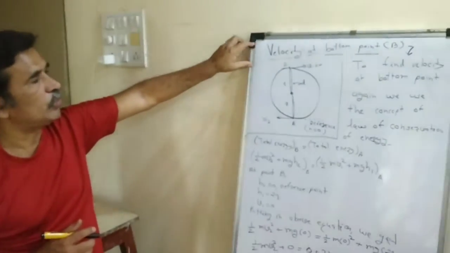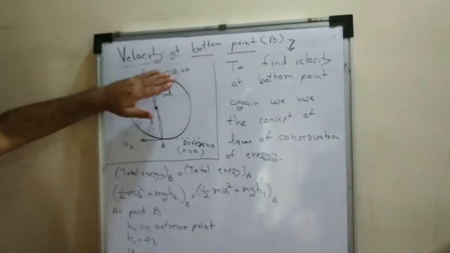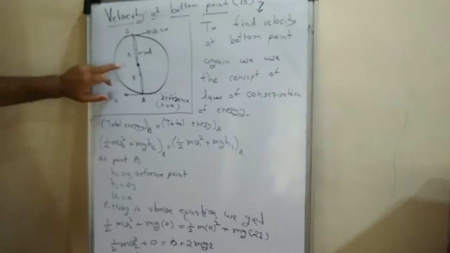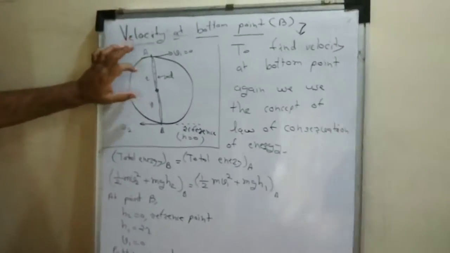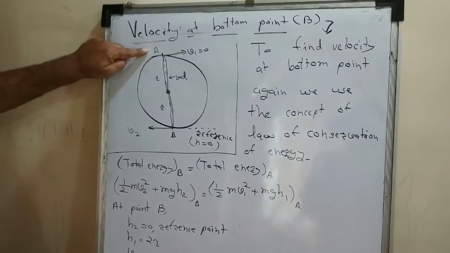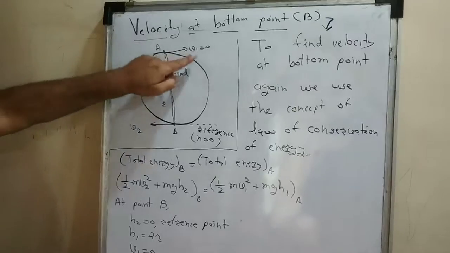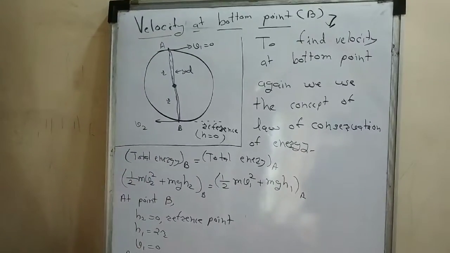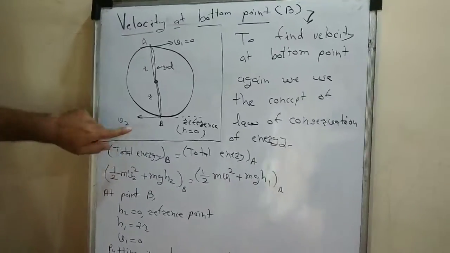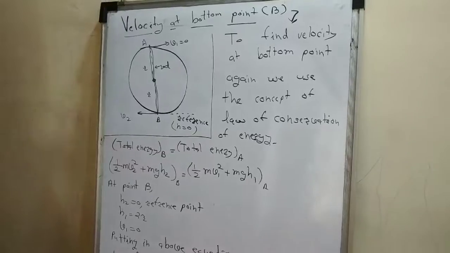Let us see now the velocity at bottom point B in VCM by rod. Again, see the diagram. Here the rod is there. At point A, the upper point, we have just seen that the minimum velocity with which this VCM is possible at the topmost point is V1 equal to 0. Now our aim is to find out the velocity at the bottom point, the lowest point of VCM by using a rod.